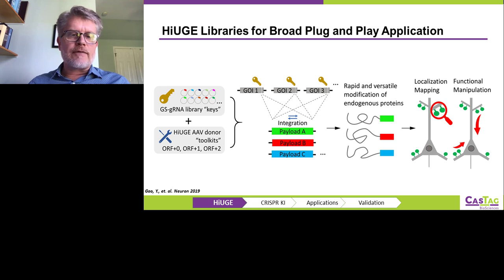So in the schematic, I've got payload A, B, and C. And these payloads all can insert into diverse genes of interest once they've been unlocked and opened up by the double-stranded break encoded by the gene-specific targeting vector. This then allows very rapid and versatile modification of endogenous proteins for a wide variety of applications, including localization mapping, as well as functional manipulation.